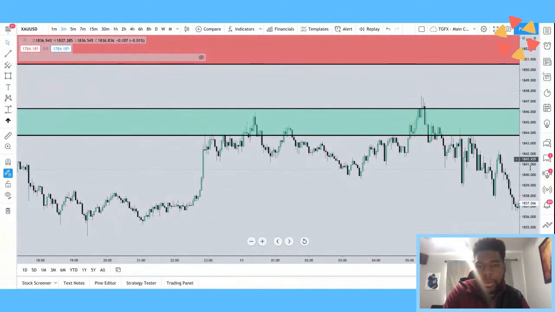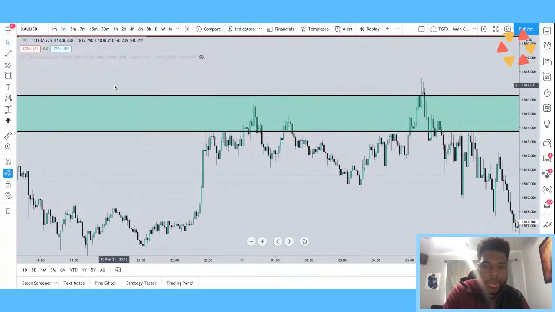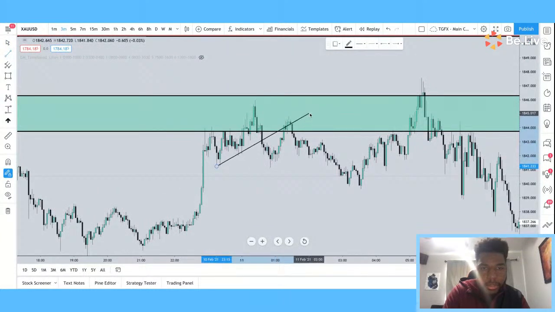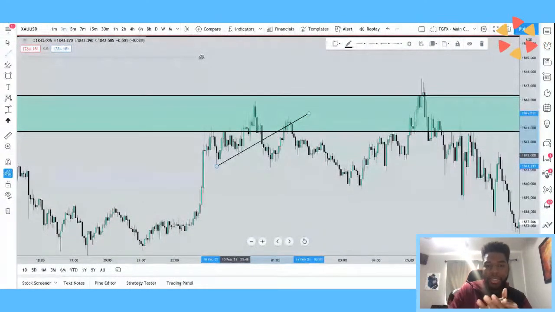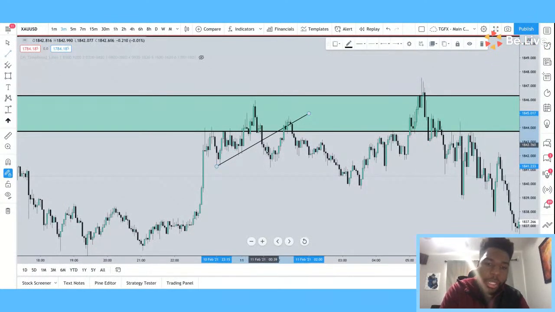Now, what I'm looking for once price comes back and taps the zone is literally a break of my trend line. Okay, so overall, a trend line is a line that basically manages the trend, right? So if that trend line is broken, that means the trend is potentially switching. So overall, we see that the trend line is broken here. And all I'm waiting for is a retest to the trend line and a bearish engulfing.